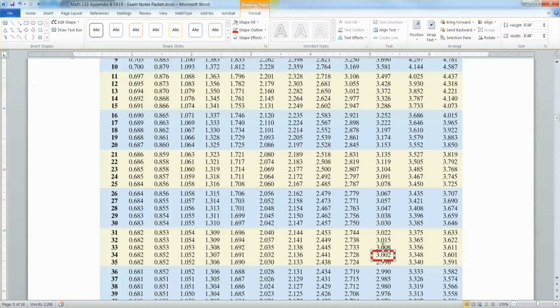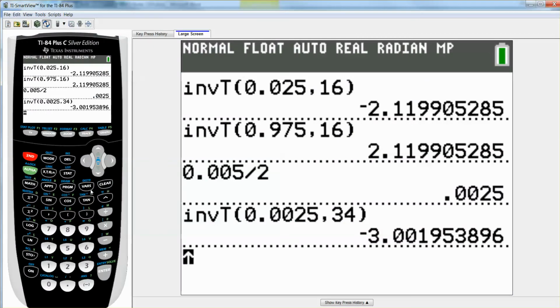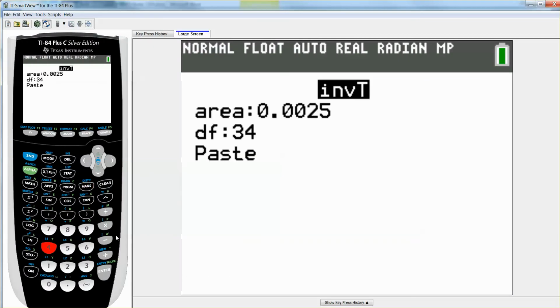So the table finds the one on the right, the positive one. The calculator would have found it as well if I wanted to. To find the positive one with the calculator, I would have just needed to put 0.9975 because that's the middle and the left-hand region together.